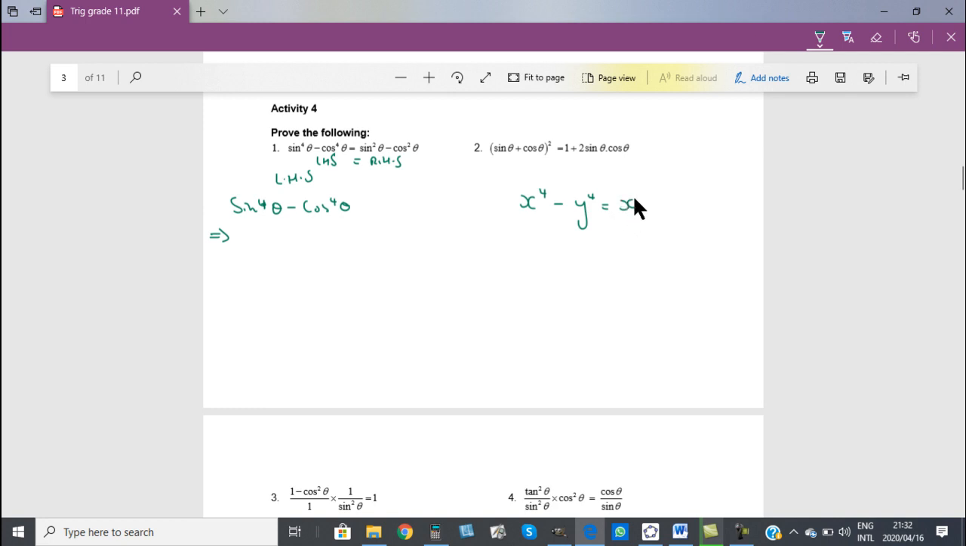You know, so just notice that this gives a difference of two squares, and so we solve it as x squared plus y squared times x squared minus y squared. Okay, so it's more like having x squared minus y squared. This gives a difference of two squares, so we factorize as x plus y times x minus y.